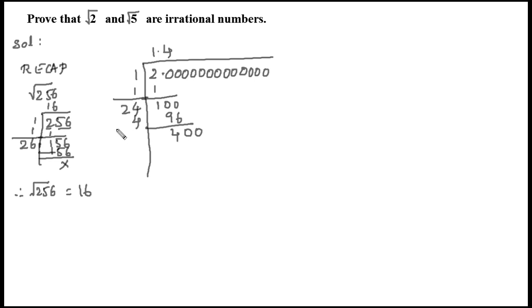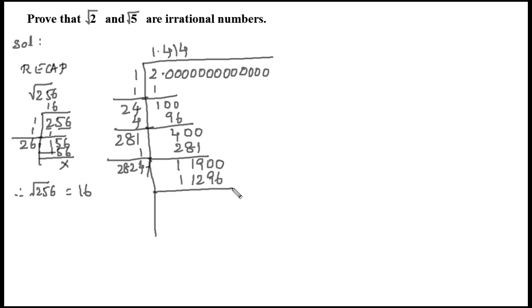Now double this digit. It's 28. So we'll take 1 and here also 1. The result is 281. Now subtract, 119. Bring 2 zeros down. Double this digit. It will become 282. Let's take 4 here and here also 4. And the product is 11,296. I will subtract it and the remainder is 604.